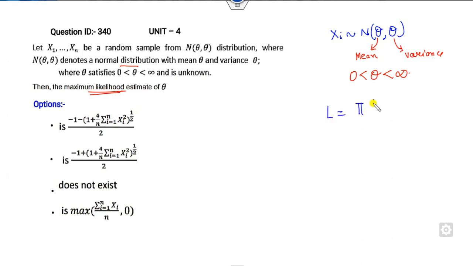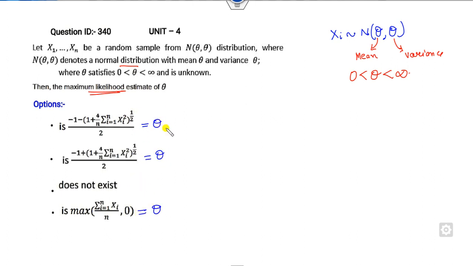You have to firstly write this function. You can write the product with i varying from 1 to n and then take the partial derivative. That will give you a very lengthy calculation. But remember, we are in a competition exam, so there is no need to solve them. Look at the options. First of all, which of the following is the MLE of theta? It means this value is theta, this value is theta, and so on.